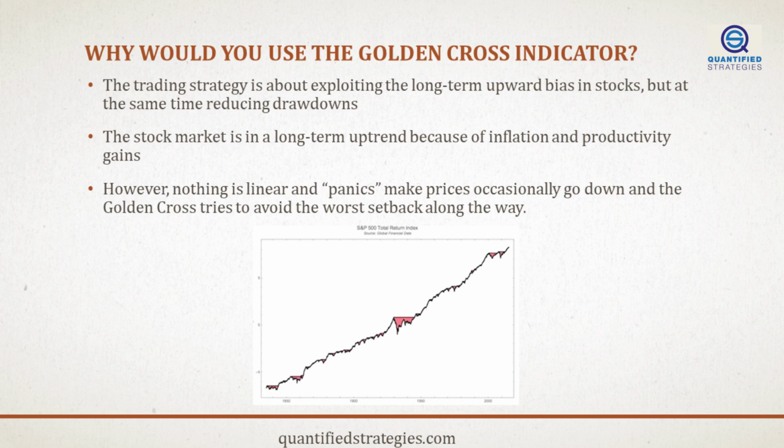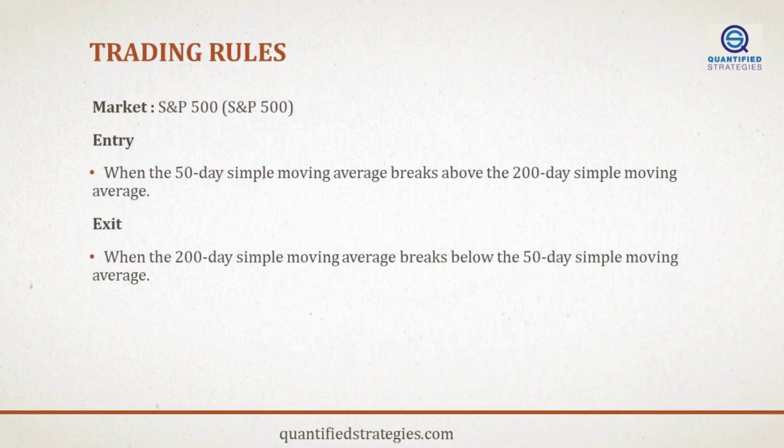So how do you use the Golden Cross indicator? The rules are simple. When the 50-day moving average crosses above the 200-day moving average, it signals a bullish breakout, and you buy. Conversely, when the 50-day moving average crosses below the 200-day moving average, it signals a bearish breakout, and you sell your position.